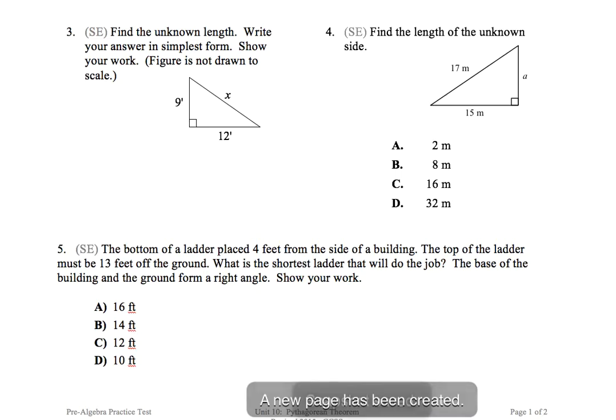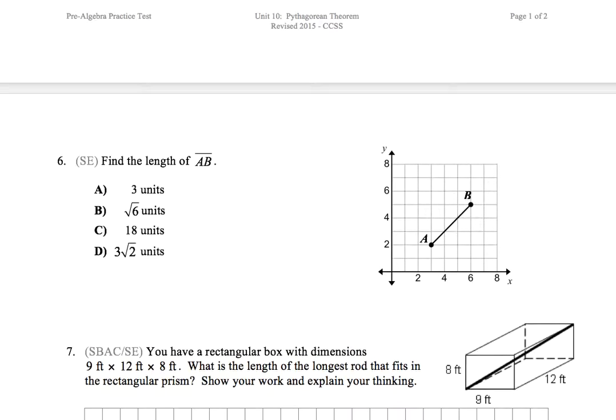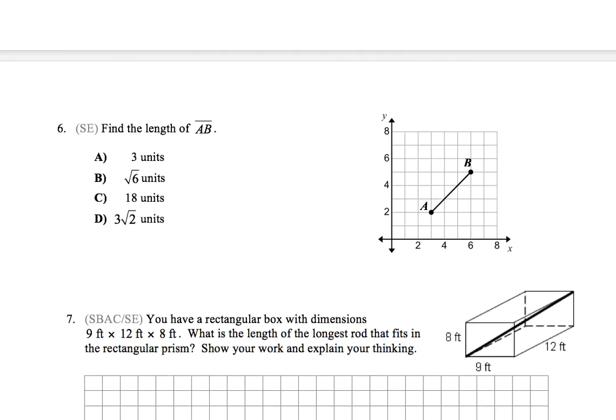Let's look at our next page. Focus on 6 and then we'll scroll down to 7. Find the length of AB. So our first step, oh goodness. Our first step is to create a right triangle and measure our side lengths. My side length here is 3 and my side length here is 3, and I need to know what the distance is, which is going to be C.